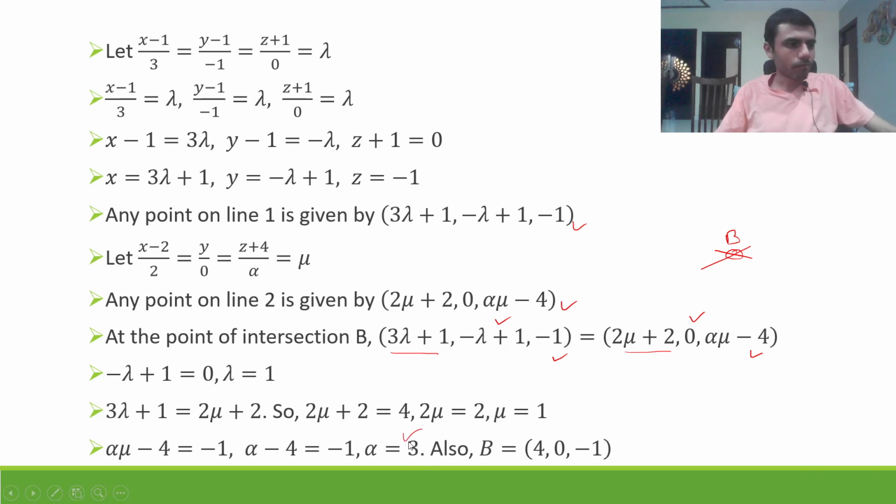Now, I told you, right? One thing is I got my alpha. Next thing is I need to get B. How will I get B? Just put the value of lambda or mu in any one of these two, and you will get the value of B. If I put lambda as 1 in this, then what would I get? 3 into 1 plus 1 is 4, minus 1 plus 1 is 0, and minus 1. So 4, 0, minus 1 is my point of intersection, and that is B.